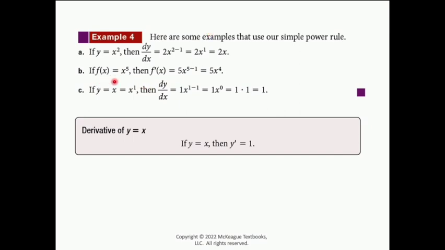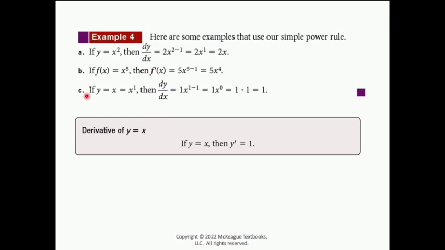The second part, we have f of x is equal to x to the fifth. So to use the power rule for derivatives, that means this 5 is going to come down in front as the coefficient, and then the 5 is decreased by 1. So our derivative would be 5x to the fourth.